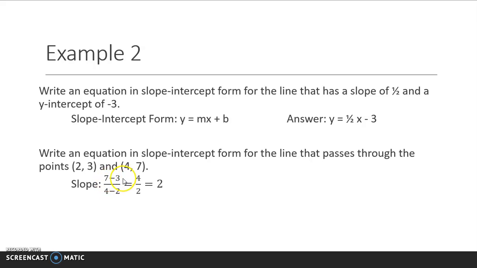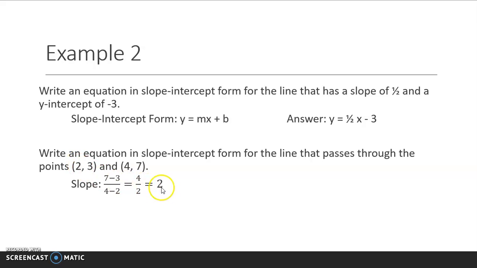So I did 7 minus 3 over 4 minus 2. And again, I took the y value over its own x minus the y value over its own x, and I got 2 here. Now, I don't have the y-intercept, and there are actually two ways to do this. And I'm going to show you my favorite way.